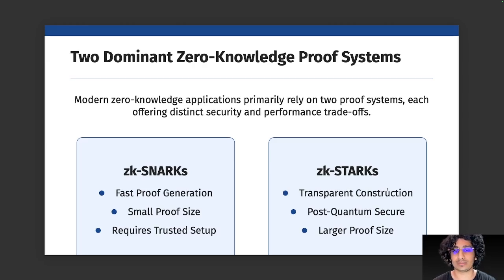The dominant systems. These two proof systems have different strengths. ZK-SNARKs generate proofs quickly and produce a very small proof size, making them attractive for bandwidth-constrained applications. On the other hand, ZK-STARKs remove the trusted setup entirely and provide post-quantum security, but they produce larger proofs. So neither is universally better. They optimize for different goals.